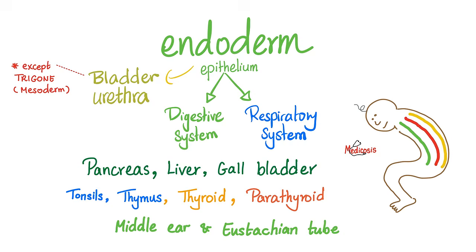What will the endoderm give me? The endoderm derivatives include the epithelium of the digestive system and the respiratory system, most of the bladder except the trigone, and the urethra. Then a bunch of glands like the pancreas, the liver, the gallbladder, the tonsils, thymus, thyroid, and parathyroid, even the middle ear and the eustachian tube, which connects the middle ear to the nasopharynx. All of these are endodermal derivatives.